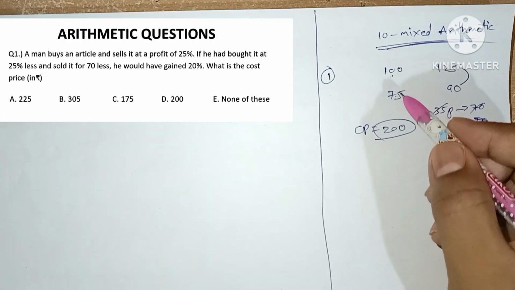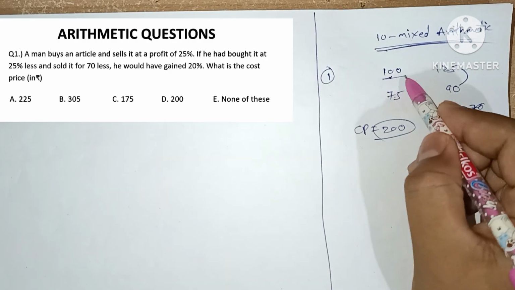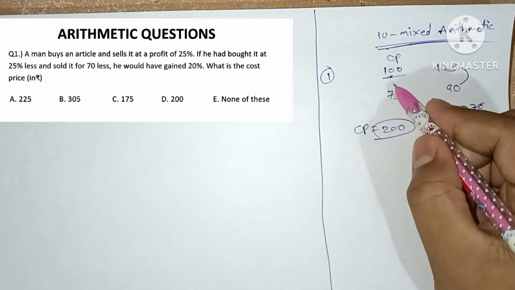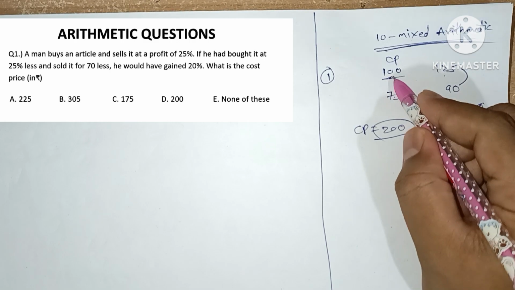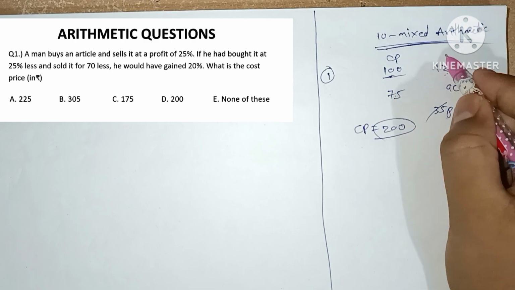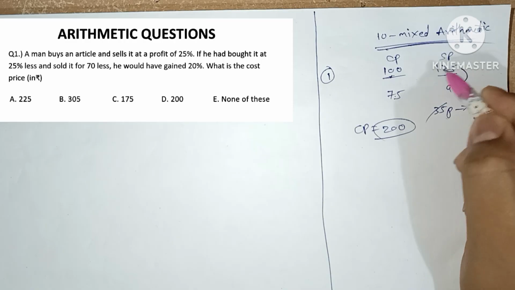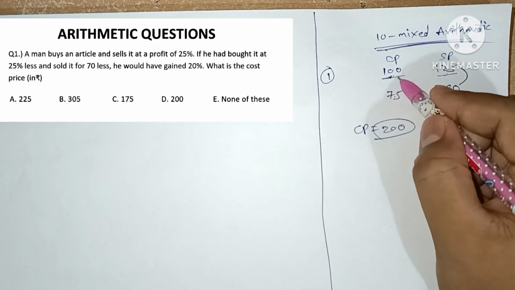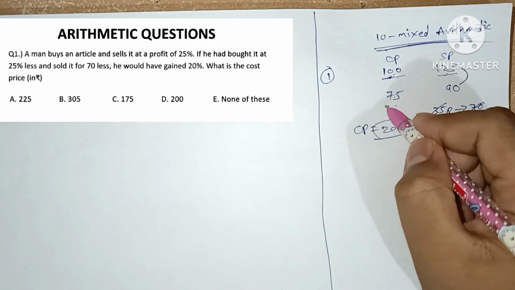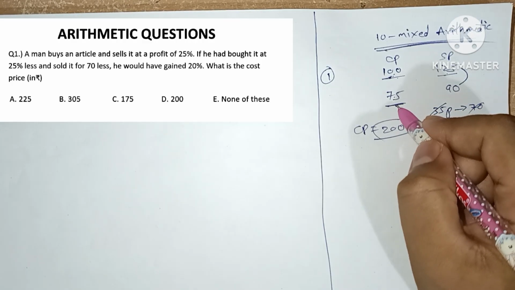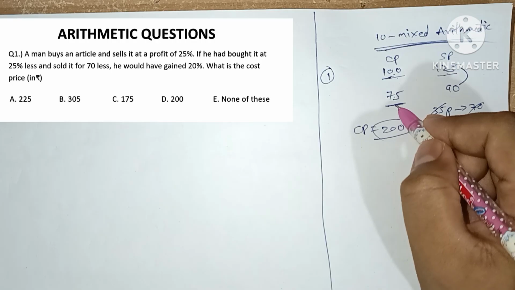Now I am going to explain to you. Let's take CP as 100 and it says that he got a profit of 25%. 25% of 100 will be 25, so the selling price is 125. If he bought at 25% less, 25% of this one is 25, 25 less means 75.